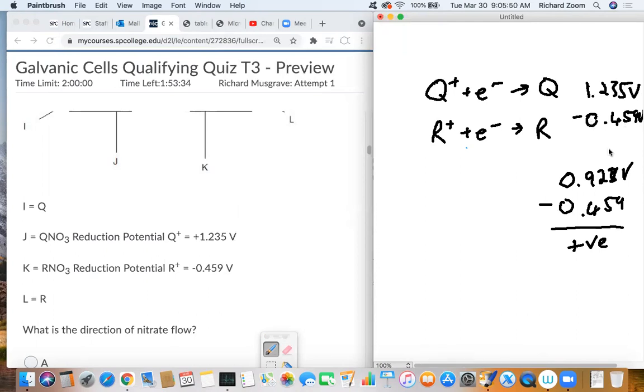Okay, I'll get your question in a second. So for this one, if you flip this one, it becomes positive. So adding these together will definitely give a positive number. But as you can see, out of these two, the smaller one is definitely the negative 0.459 and 1.235.